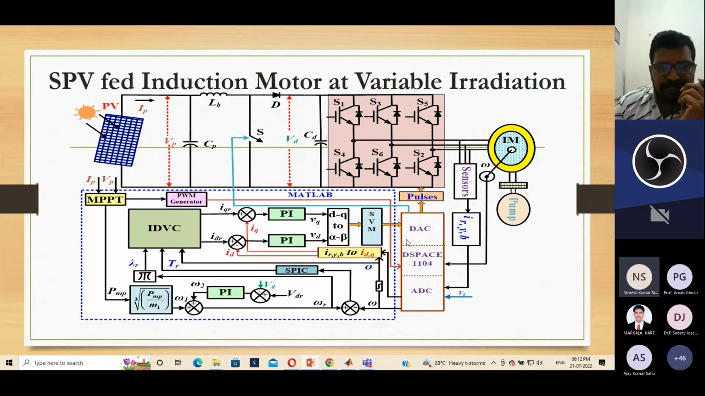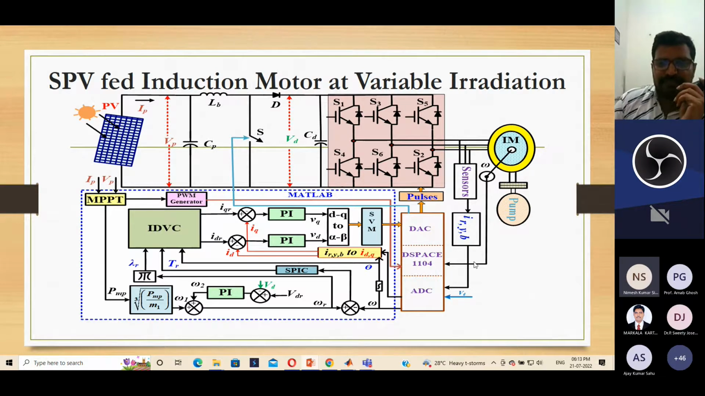In order to give the pulses to the inverter module, we have to have a real-time interface unit. That may be an Arduino, an FPGA, DSP programming, or dSPACE. For my application, I have taken a dSPACE 1104, where we have DAC and ADC blocks to transfer analog into digital, as well as the digital controller part that we are going to discuss soon.